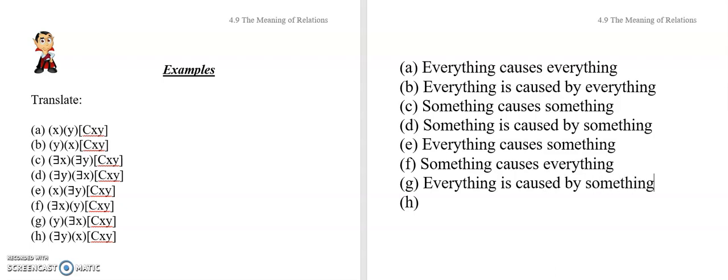Put it that way. Everything is caused by something, okay? That's exactly what it means, all right? So everything is caused by. So everything satisfies this description. It's caused by at least one thing, okay?